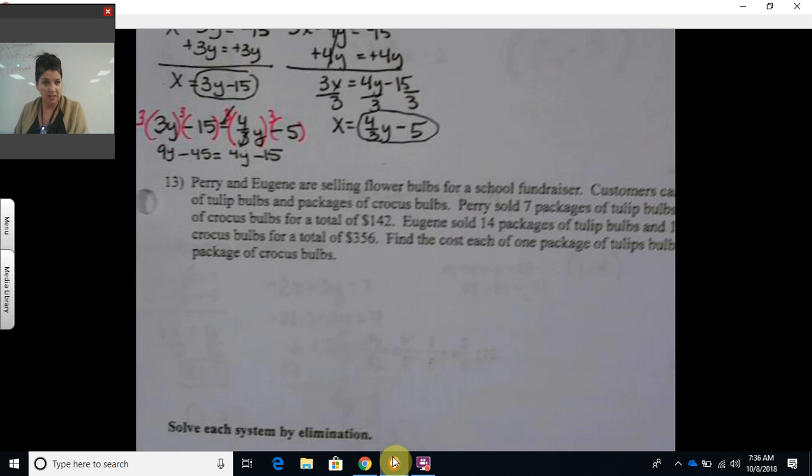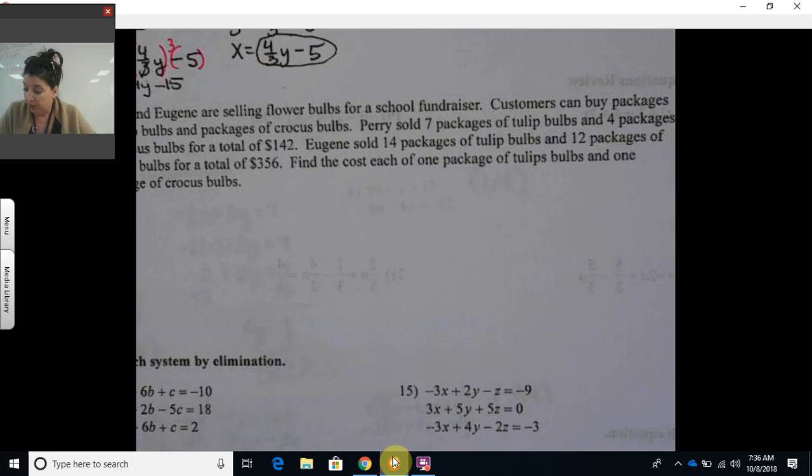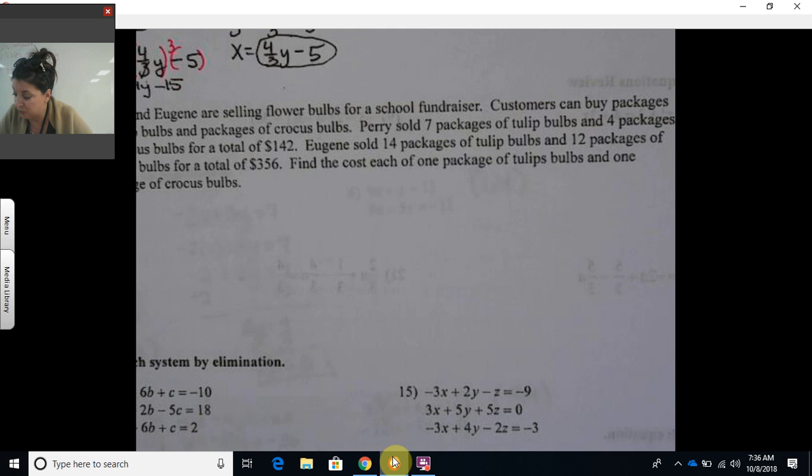Okay, I'm not going to do 13 for you, but I am going to help you set it up. On the test, of course, you have to set it up and solve it. But Perry and Eugene are selling flower bulbs for a school fundraiser. Customers can buy packages of tulip bulbs and packages of crocus bulbs. Perry sold 7 packages of tulip bulbs and 4 packages of crocus bulbs for a total of $142. Eugene sold 14 packages of tulip bulbs and 12 packages of crocus bulbs for a total of $356. Find the cost of each of 1 package of tulip bulbs and 1 package of crocus bulbs.